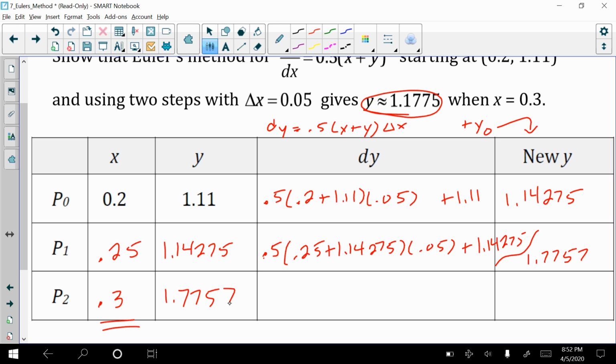Again, they gave us the answer in advance, but as a test question, it would ask what the approximate y value would be after doing two steps, and you'd have to do the work to get there.